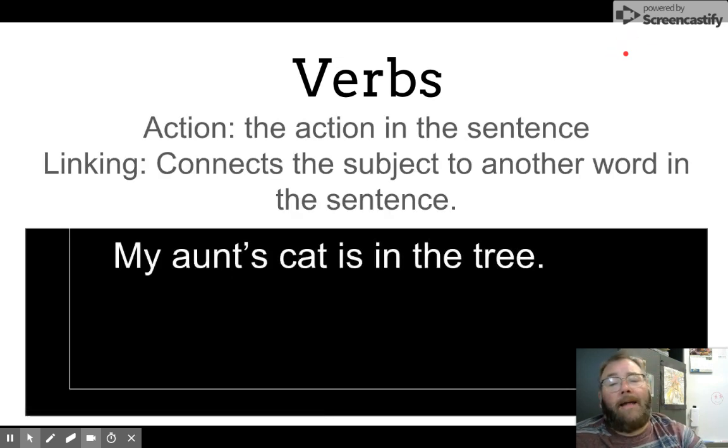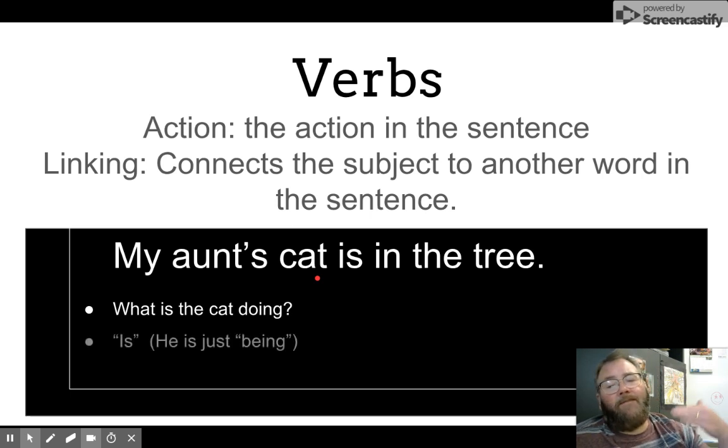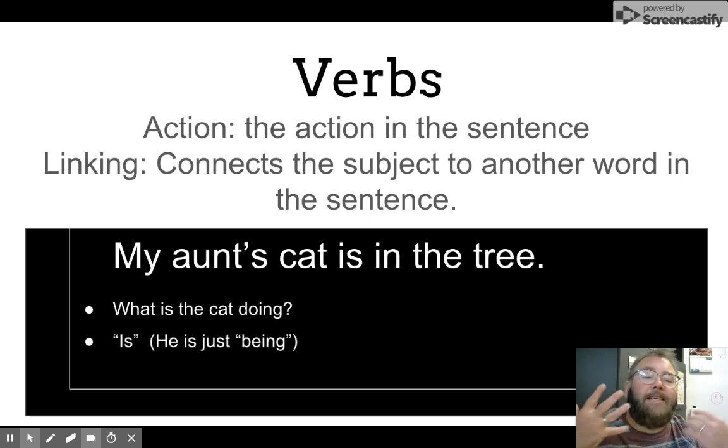Now, my aunt's cat is in the tree. The subject is still cat. What's the cat doing? Now, that's kind of hard because you can't visualize that, but the cat is just being. It is. The cat is. He's just being. You can't see it happen, but it just is. It's one of those weird things of English.